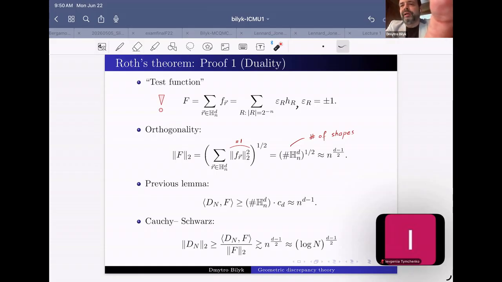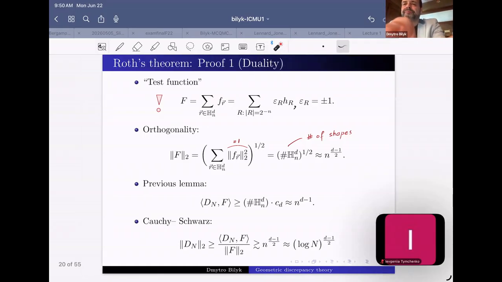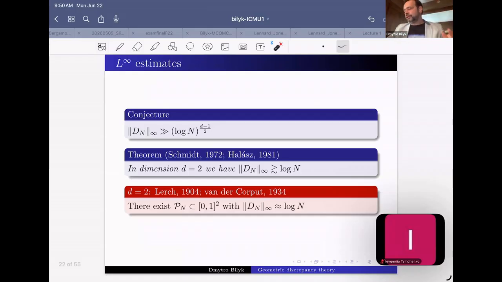Actually, if these were Rademacher functions, not generalized Rademacher functions, you could do it using Khinchin's inequality. But these are not Rademacher functions per se, so you cannot really do that. All right, so now let's go to the original question.